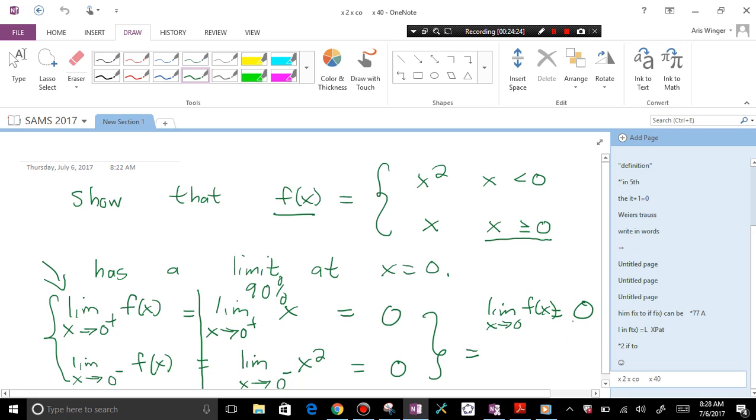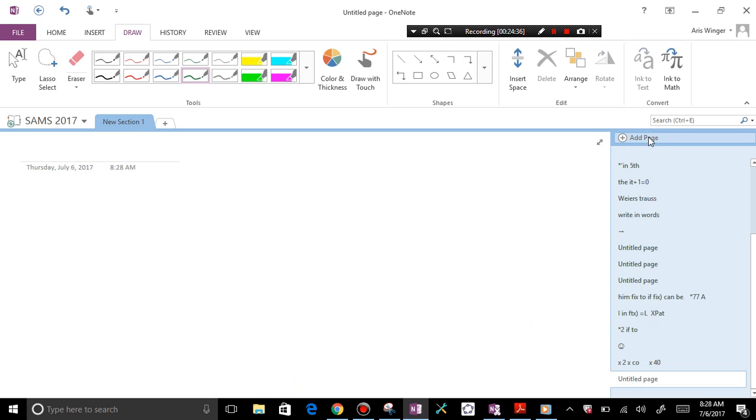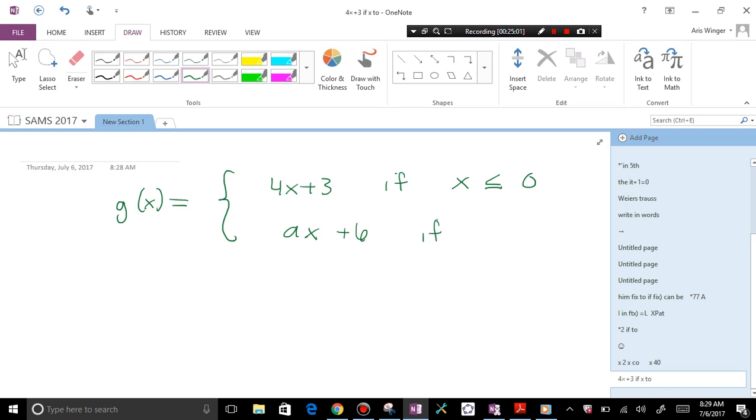I'm going to consider other limits. There was a problem, something like this. So let's do something like this. g of x is equal to 4x plus 3 if x is less than or equal to 0, and then we want it to be ax plus 6 if x is bigger than 0.